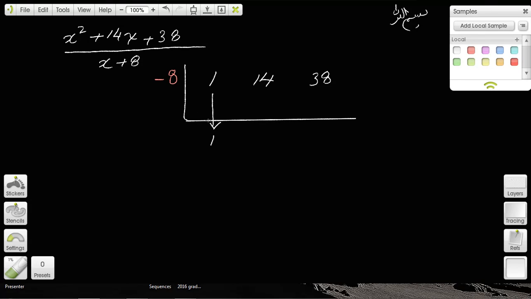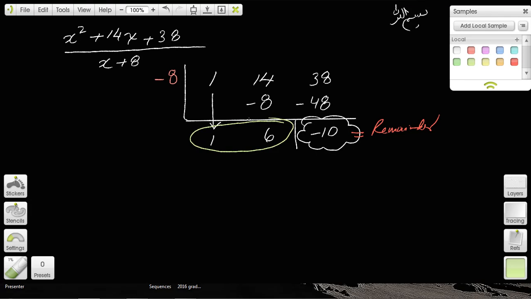1. Negative 8 times 1 is negative 8. Add them, you get 6. Negative 8 times 6 is negative 48. And add them, you get negative 10. So this is the remainder. And this is the answer for us. So the answer for this long division problem is going to be x, this 1x, plus 6, and that's the remainder, minus 10 over x plus 8. So this is the answer to this long division problem.